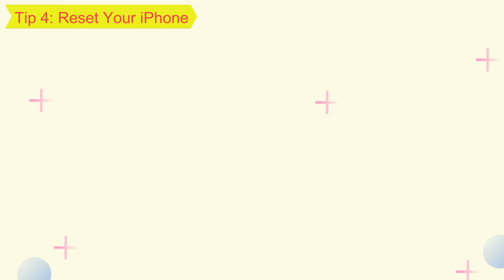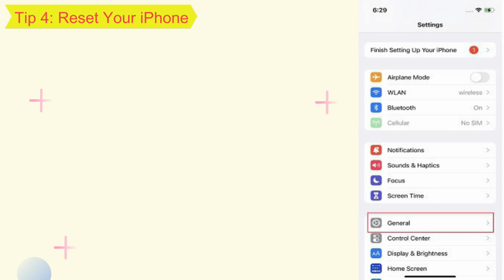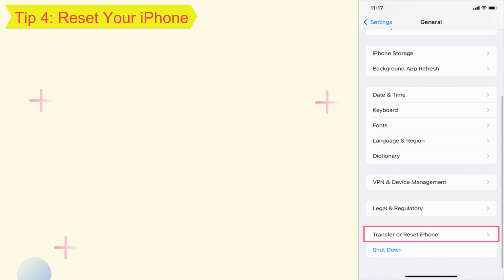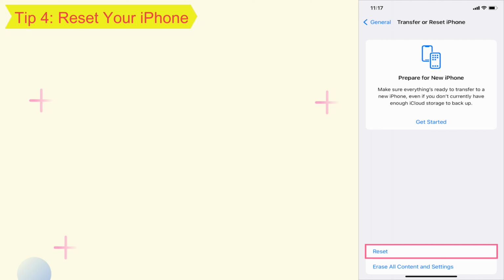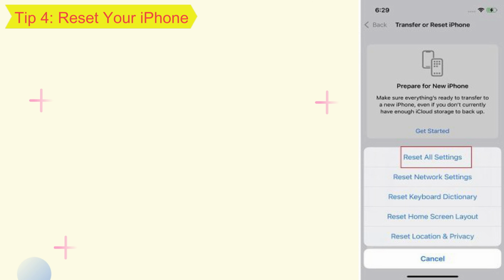The fourth solution, factory reset your iPhone. Open the Settings app on your iPhone and click the General option. Then scroll down to find Transfer or Reset iPhone and click it. Select Reset and Reset All Settings option, enter your passcode and wait for backup, input your passcode, choose Turn Off, and press Erase iPhone. Now, just wait for it to finish the process until you see Hello on your screen.